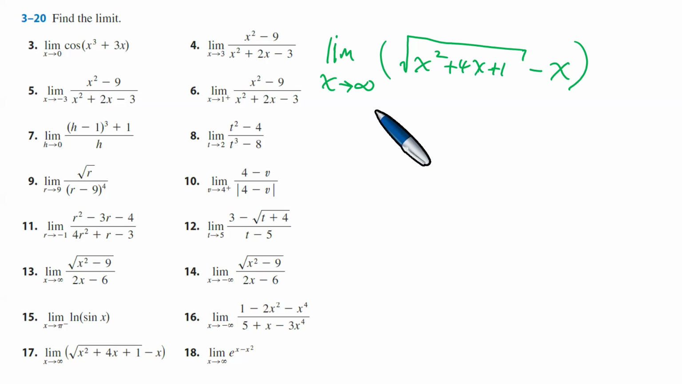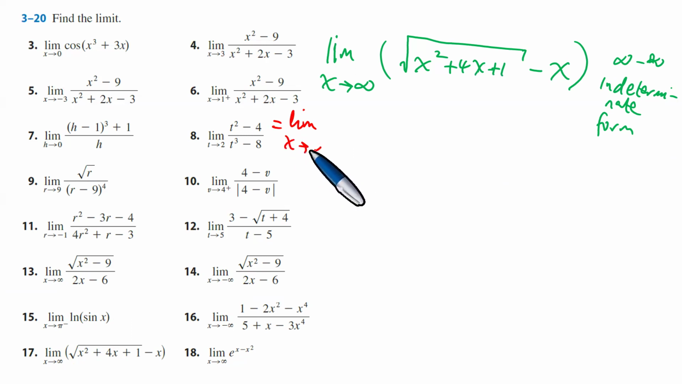Zero. Okay. Right, okay, if you substitute straight away, you'd have infinity squared, which is infinity, plus 4 times infinity, which is infinity, plus 1, which is infinity. The square root of infinity is infinity. So you have infinity minus infinity. But this one here is indeterminate. It's called an indeterminate form. Because it is indeterminate, what do we do? We rationalize.